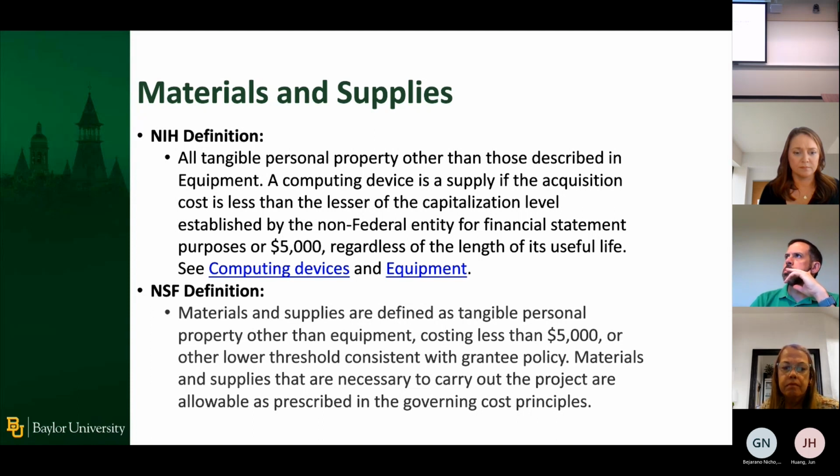So these are the things that you can say, I ordered 500 pipettes for this project, and you can use those reasonably on that project.